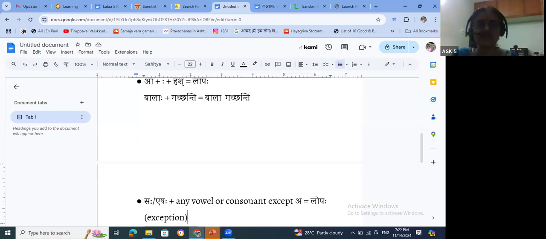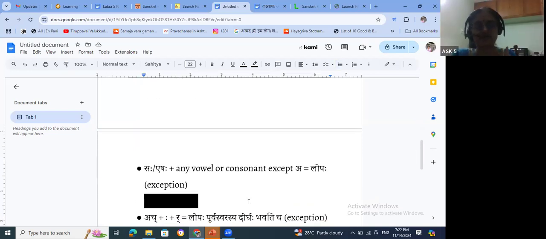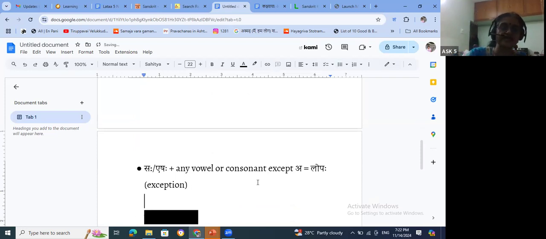Okay, so these are the 4 general rules. Now there is a specific rule. When saha or eshaha is followed by any vowel, any consonant, mridu, karkasha, anything, a lopaha happens. This is something so common. We'll see this in every shloka that we see.